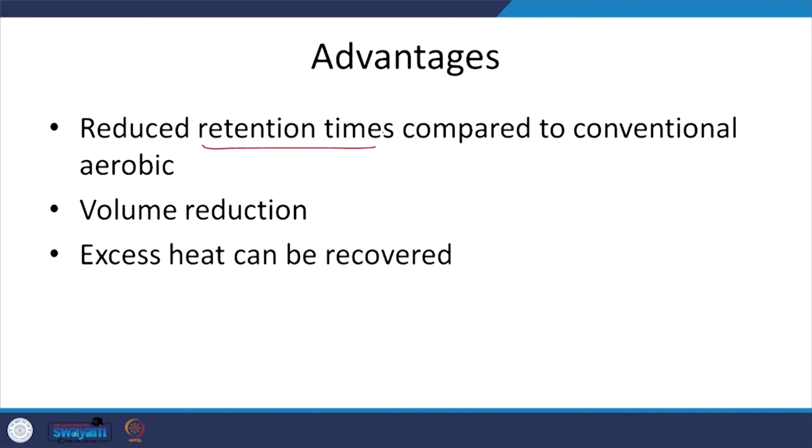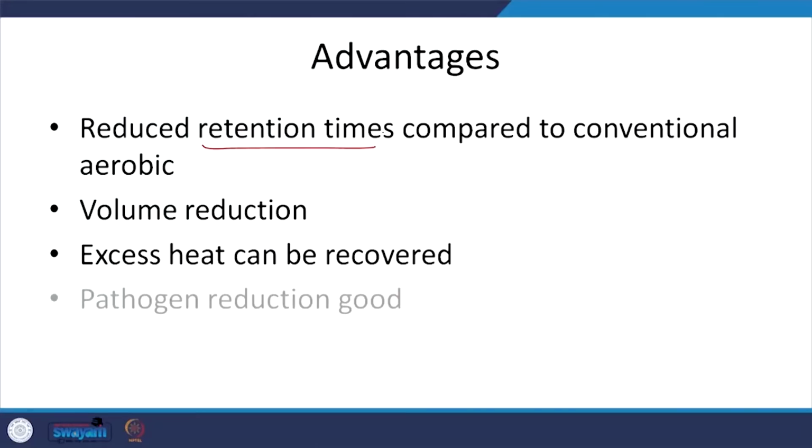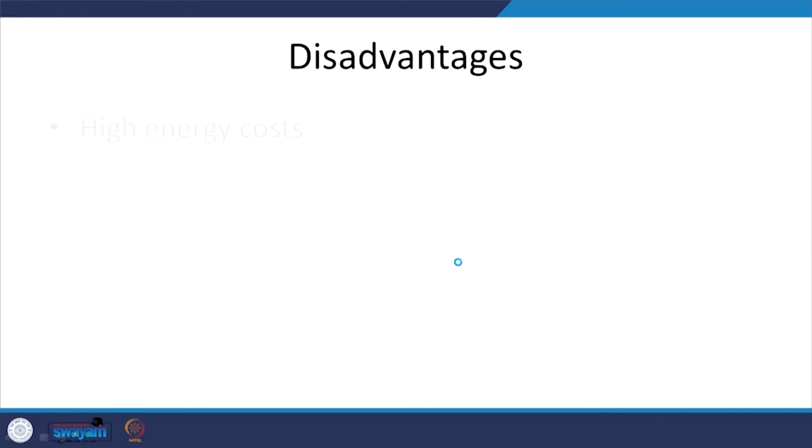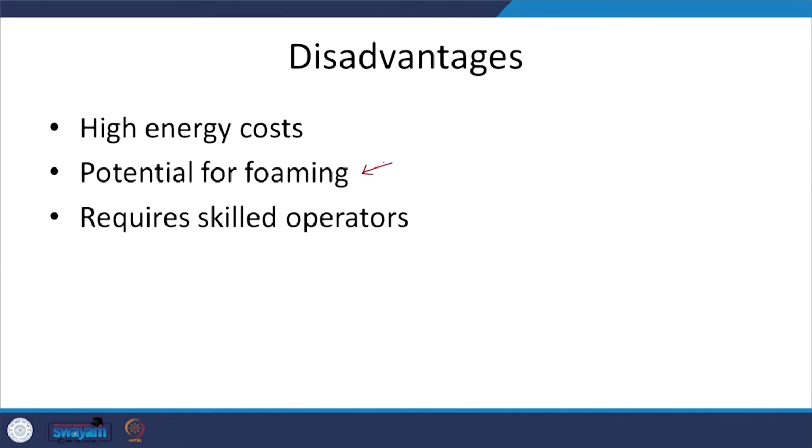Obviously, if the kinetics is faster, the retention time is lesser, then theta is equal to V by Q, so again the volume is going to decrease. Excess heat can be recovered, and pathogen reduction because of this excess heat is going to be pretty good. And disadvantages: again high energy costs, depending upon how well you are running it, foaming is an issue, and as mentioned earlier, skilled operators.